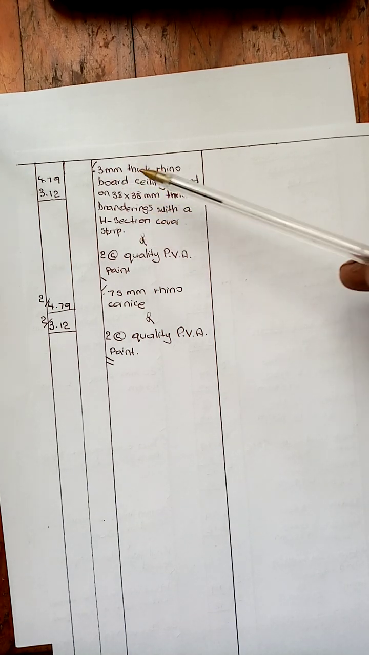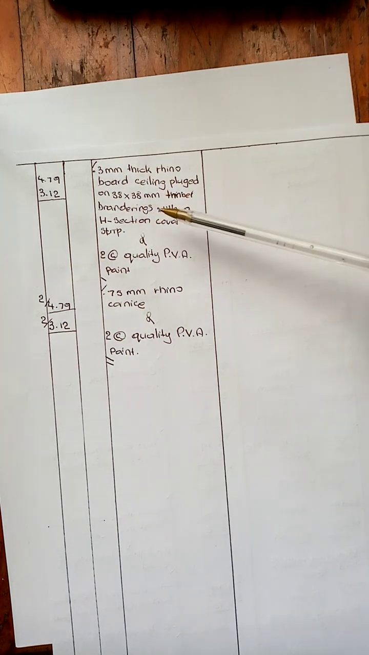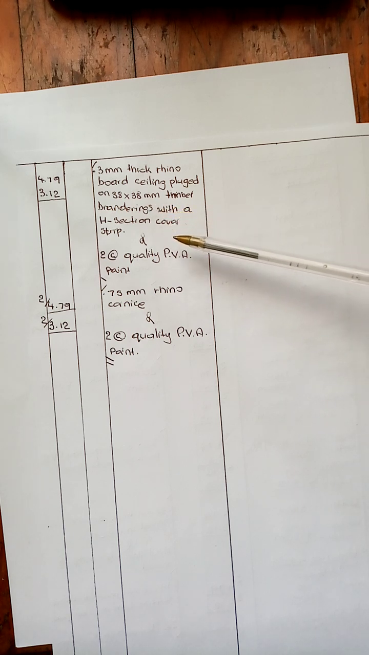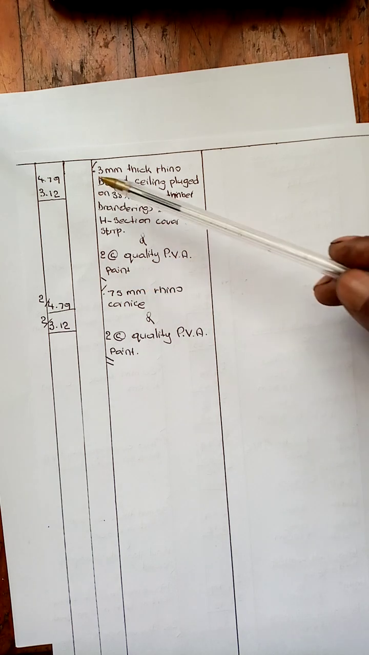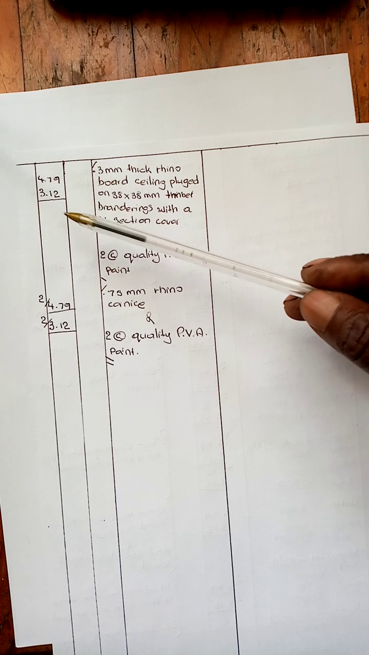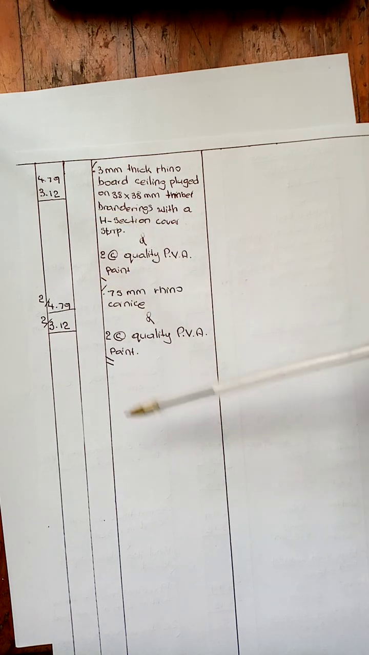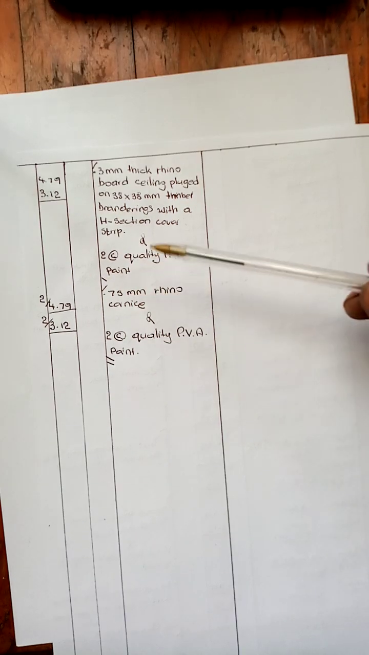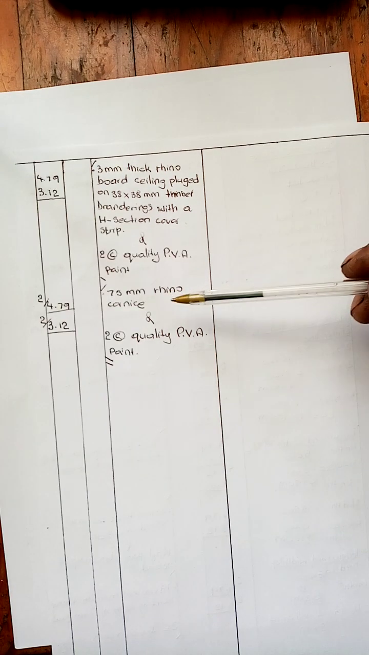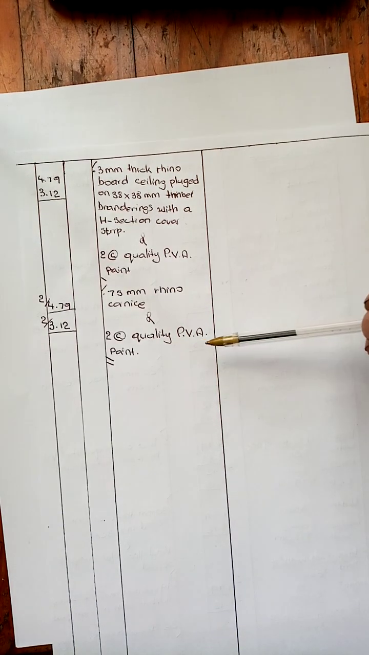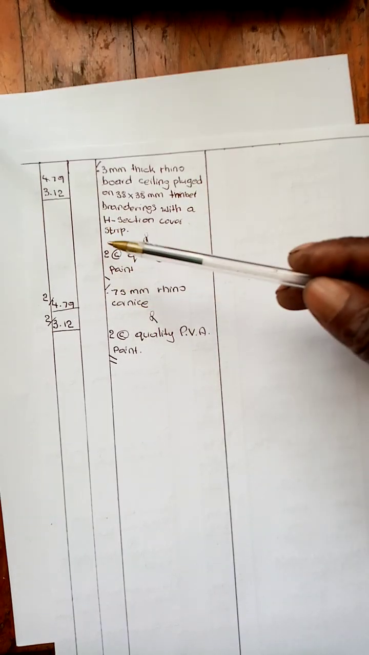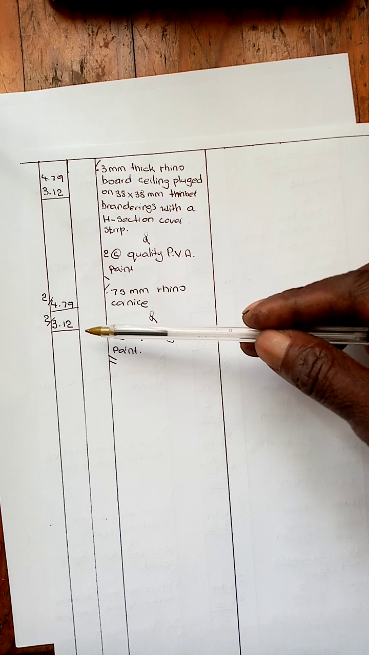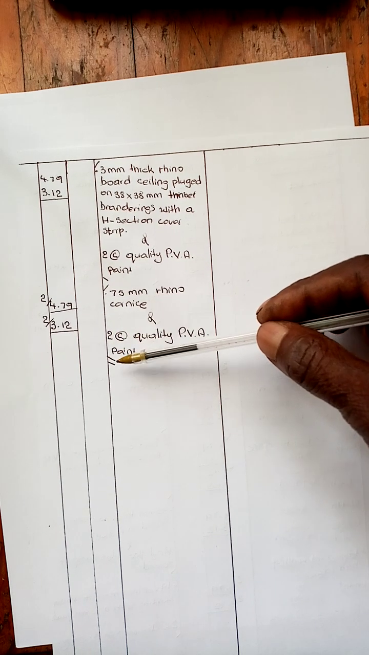Open another bracket. 3 millimeter thick rhino board ceiling plugged on 38 by 38 millimeter timber brandering with an H section cover strip and 2-coat quality PVA paint. That's 4 meter 790 by 3 meter 120. Close the bracket. Open another bracket. 75 millimeter rhino cornice and 2-coat quality PVA paint. 4 meter 790 by 2, 3 meter 120 by 2, and close the bracket.